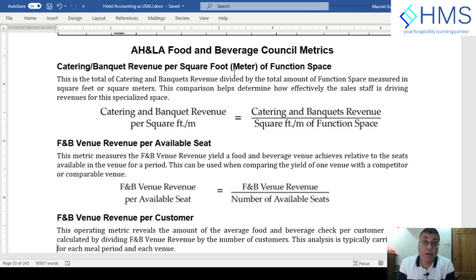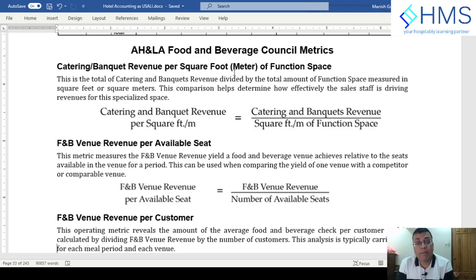Do we need to build more function space, or do we want to convert some of our function space into maybe an outlet, or maybe we want to rent them out, to maximize the revenue from the space that we have.